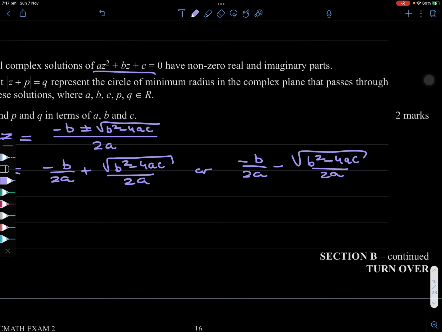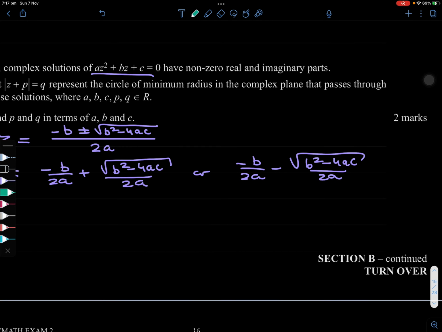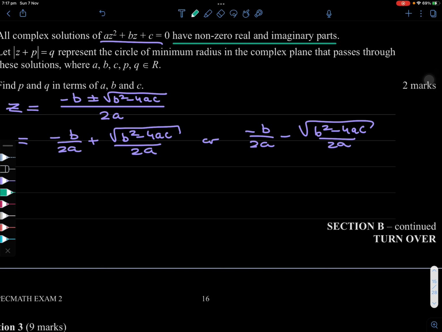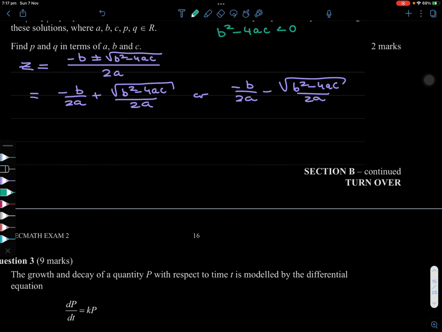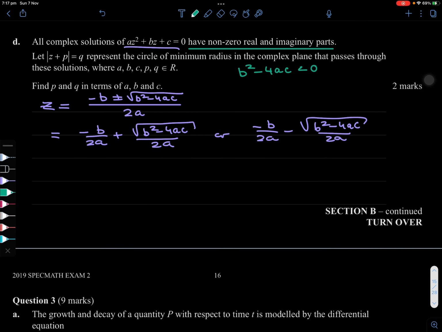Now, an important piece of information from this question is that the solutions have non-zero real and imaginary parts, right? This is real. That means the only way we can get a non-real result is if the thing in our square root is less than 0, okay? That'll be useful in a bit. Now, using the logic that we used before with our circle, let's draw what our circle could look like.